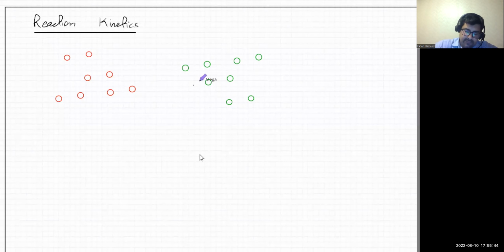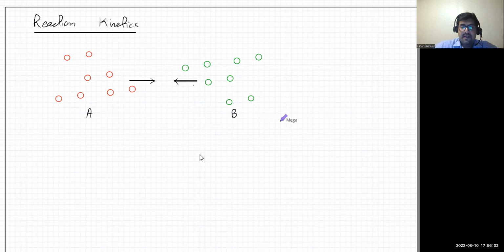Okay, so these particles, they're traveling at a certain speed. So the particles have to be moving. That's the only way the reaction will happen. So particles A react with particles B, and when that happens, old bonds get broken, and some new bonds get formed. That is usually the way a reaction proceeds.